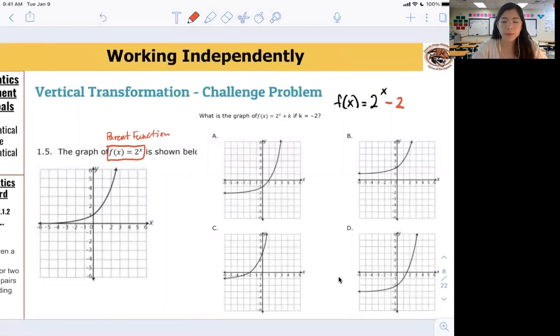I'll put the poll up on the board. Go ahead and answer when you can. For which one? What do you mean? Oh, it's multiple choice. So which of those graphs shows the correct transformation?